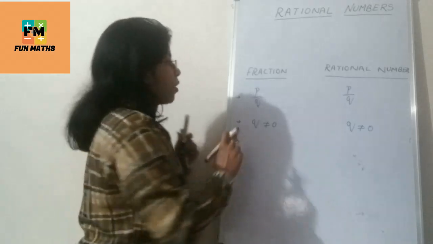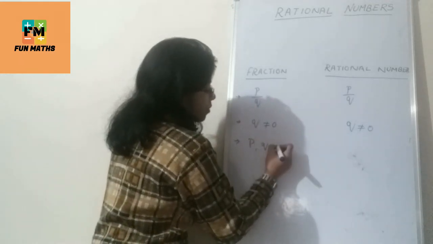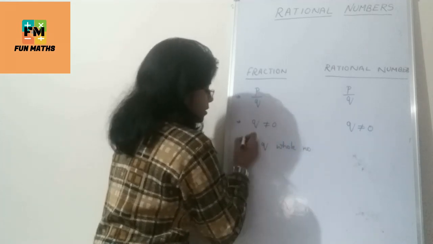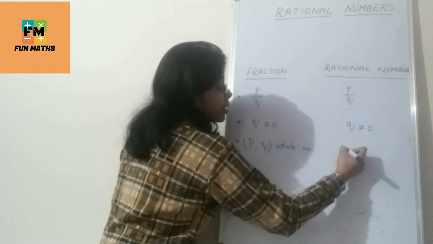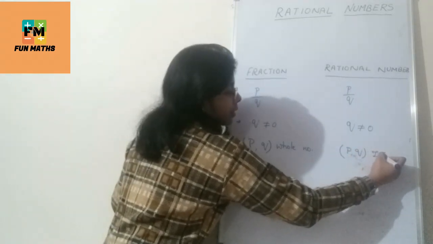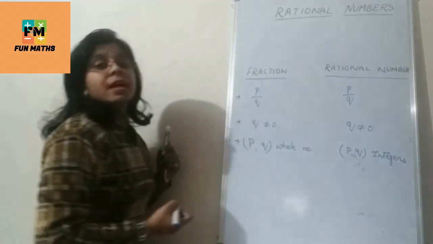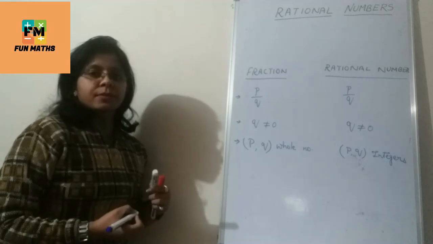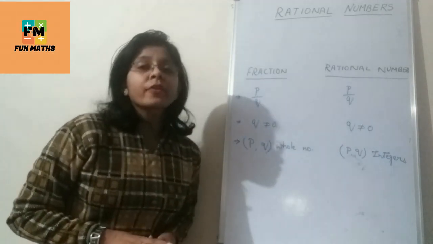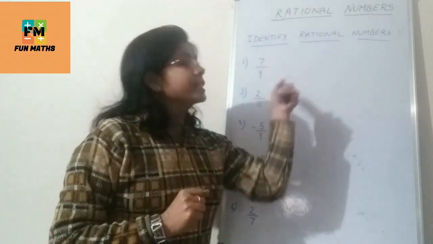Now if we talk about what p and q are: in fractions, p and q are whole numbers. But in rational numbers, p and q are integers. This is the main difference between fractions and rational numbers. So children, now I hope that you all know what rational numbers are. Children, let's start with a small exercise of identifying rational numbers.